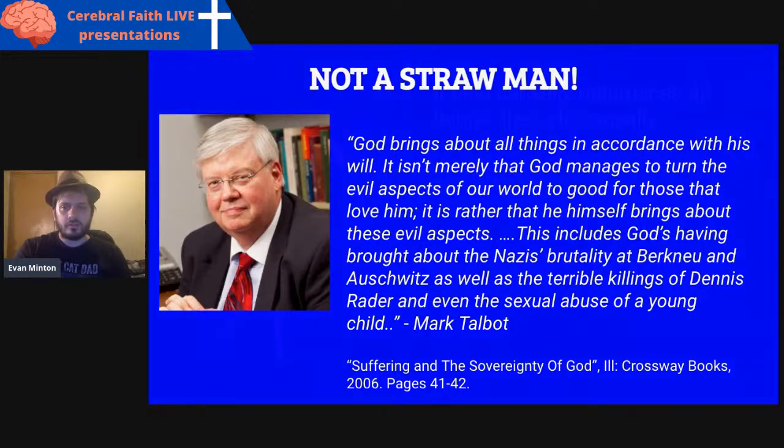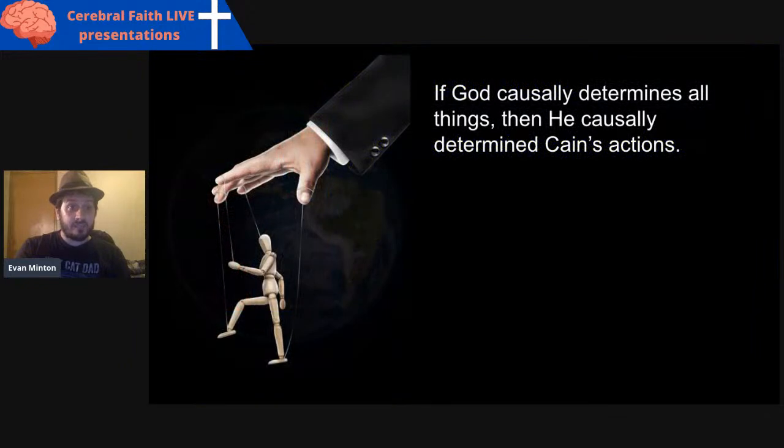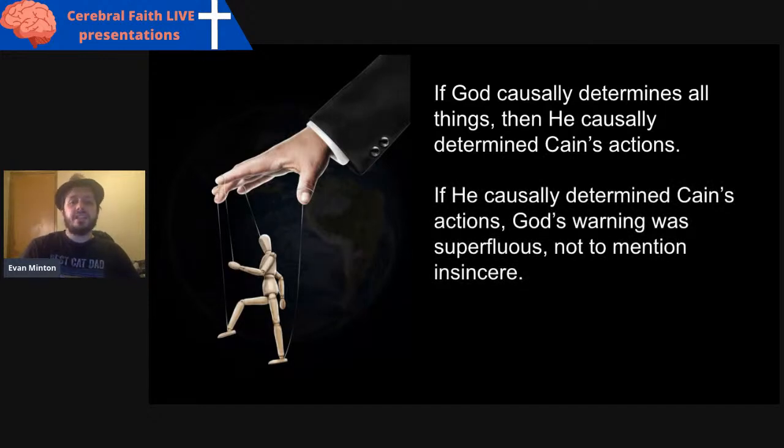Just horrible. And by the way, I plan on having some live streams criticizing Calvinism soteriologically and making a case for my view, Molinism. But with regards to Genesis 4, with regards to God's admonition to Cain, if God causally determines all things, then that means he causally determined Cain's actions. If he causally determined Cain's actions, God's warning was superfluous, not to mention insincere.